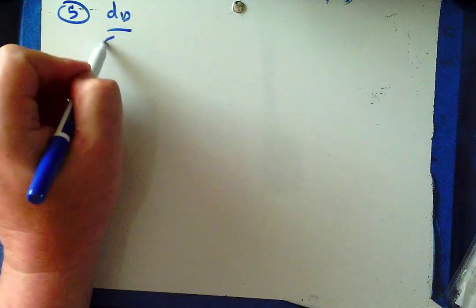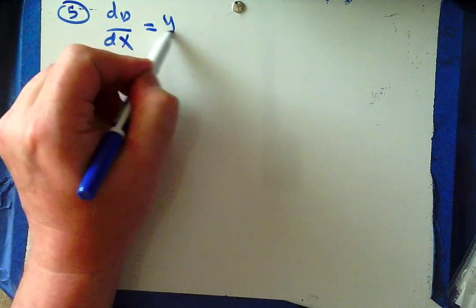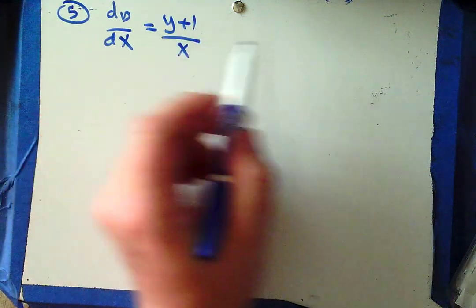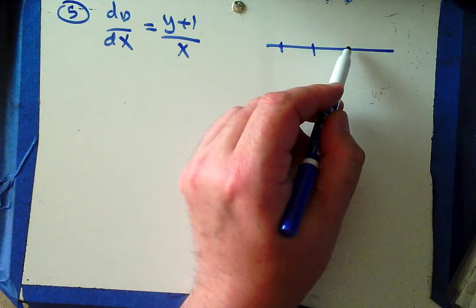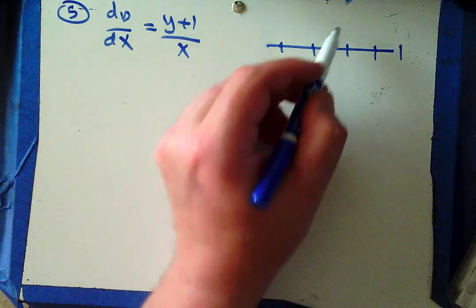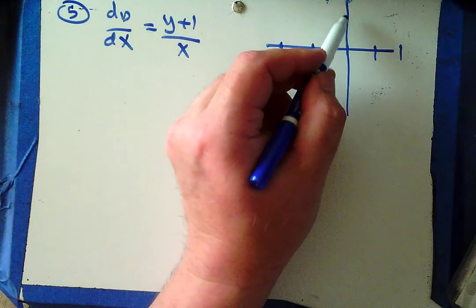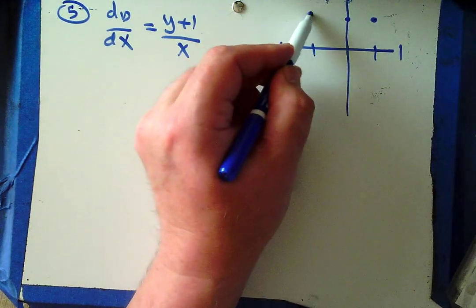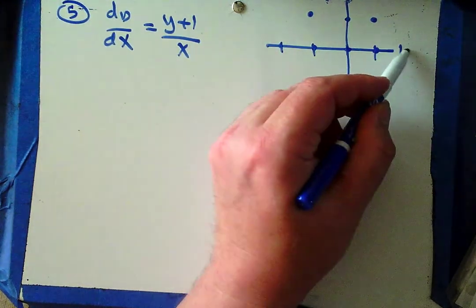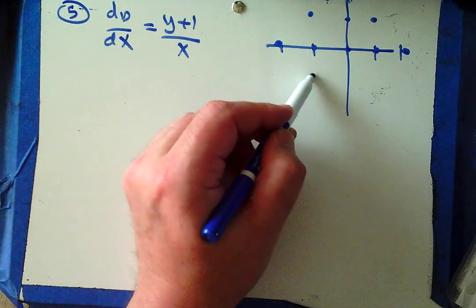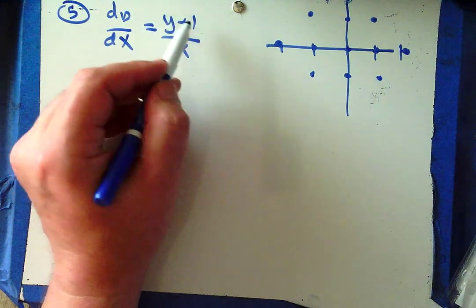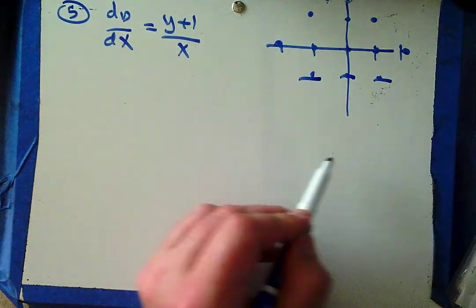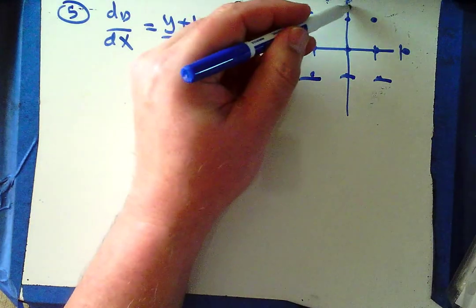5. We're told that dy dx equals y plus 1 over x. And this time we're given a grid of points. Okay, so when y equals negative 1, I have a 0 slope. When x equals 0, we're undefined.